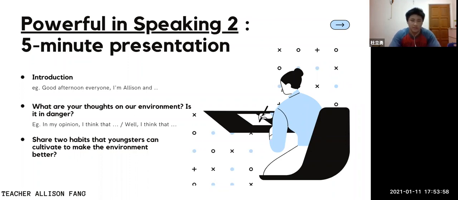And I think the two habits that youngsters can cultivate is they should conserve electricity. They should switch off the lights they are not using, and the second is they can also reuse some items that they throw away. This can lead to reducing the waste they produce. That's all for me. Thank you.